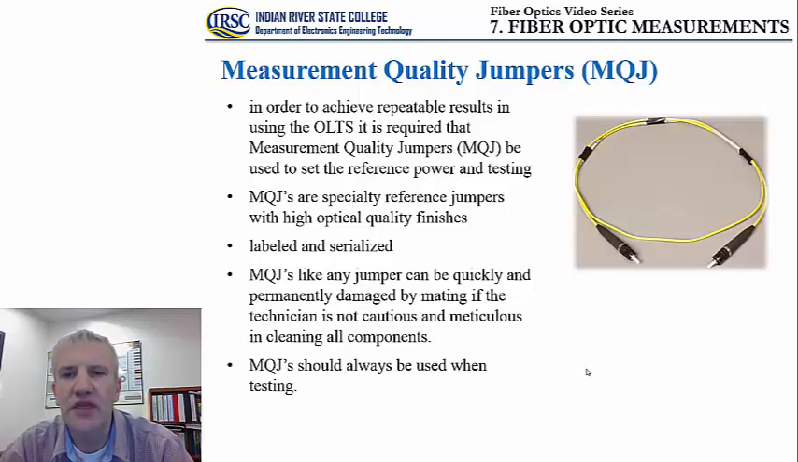These test cables should always be used during the testing so that the losses from the test equipment are minimized. If you're using some other type of cables to connect your power source and the power meter to your fiber optic link that is under test, you're running the risk of introducing certain loss that you definitely don't want to introduce, because it may skew your test results in an undesirable direction. So always use pre-made test cables, or so-called measurement quality jumpers, that are made by certain manufacturers and can be ordered together with your test equipment, together with your OLTS.